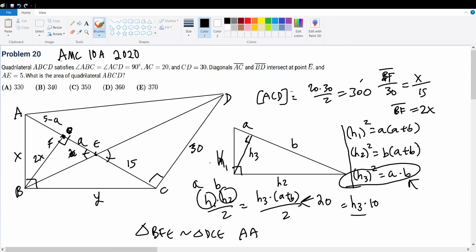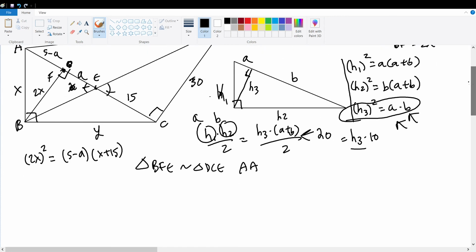And now I can begin to apply this formula right here to find out H3. 2a squared will be equal to the segments a times b. a is equal to AF, which is 5 minus a, times CF, which is a plus 15. Sorry for the messy graph, everybody, but this is true. Just remember the assumptions that we made earlier. This is supposed to be a plus 15. And this is supposed to be 2a, not 2x. Please apologize for that.